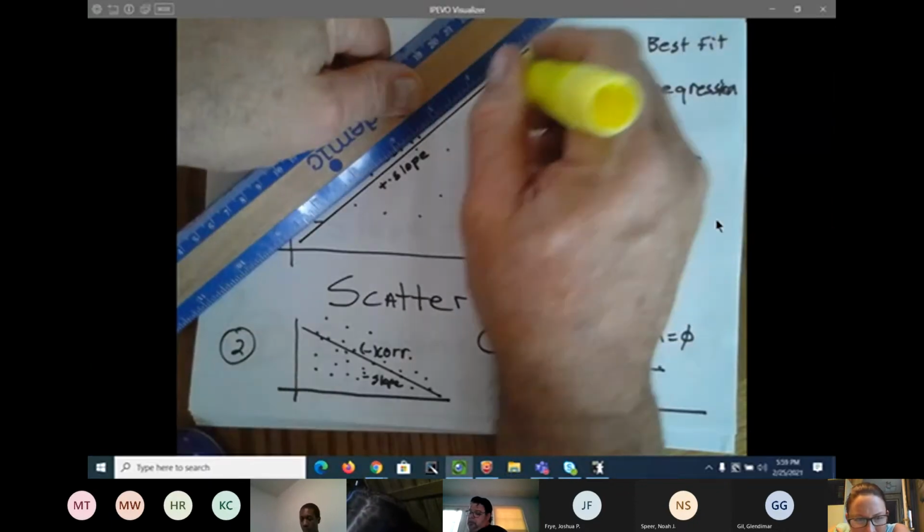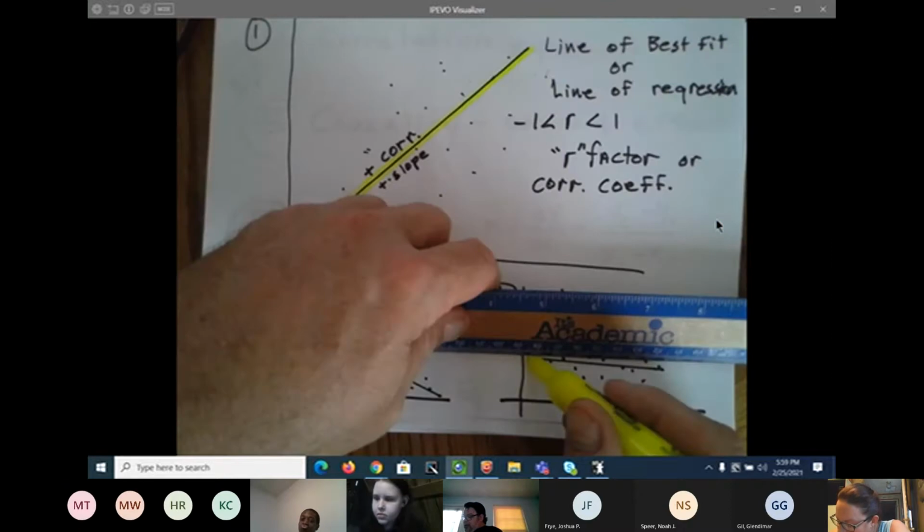Does that say number 2 where you wrote on top of the line? Does that say negative correlation? Yeah, but you don't have to write it, but that's fine. You can go ahead and write it if you want to. Okay. And I'm highlighting the line in yellow.